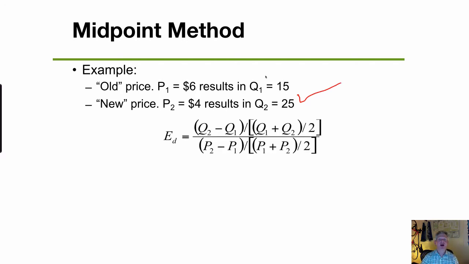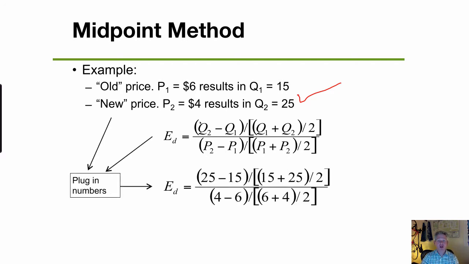All right. So now let's take these numbers and plug them into our midpoint formula. For Q2, that's 25. For Q1, that's 15. Again, this is the average of the two. This is the difference between the two. Down here, P2 is $4. P1 is $6. $6 plus $4, which is P1 plus P2, divided by 2. Again, this is the average.